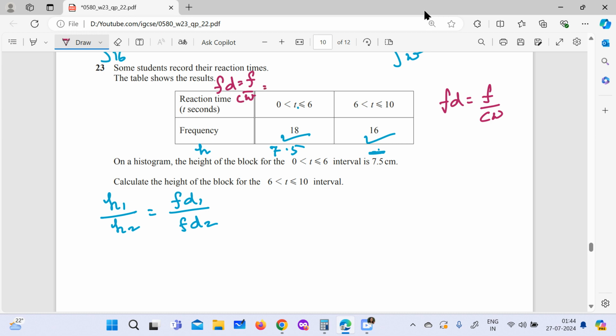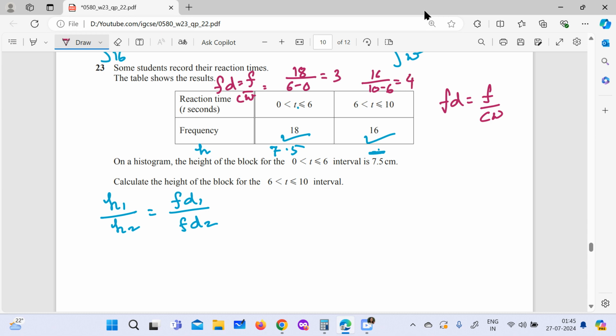Okay, so let's do this one here. Frequency is 18 and the class width is 6 minus 0. That will give you 18 over 6, and then you get 3. Now for this one, frequency will be 16 over class width is 10 minus 6, that is 16 over 4, and hence you get 4.